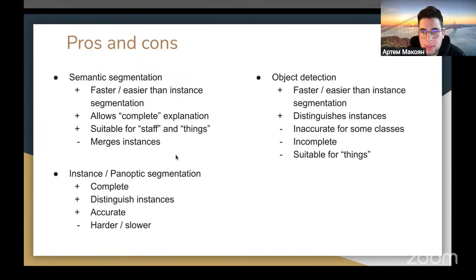Okay, let's check object detection. It's fast and easy. It distinguishes instances, as opposed to semantic segmentation, but it's inaccurate. It's incomplete and suitable only for things. And finally, instance and panoptic segmentation: it is complete, distinguishes instances, accurate, but it's harder and slower than other approaches. Any questions? Okay.